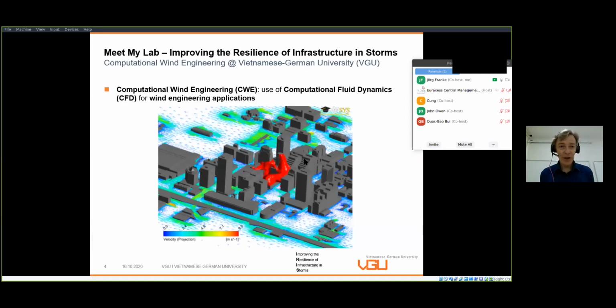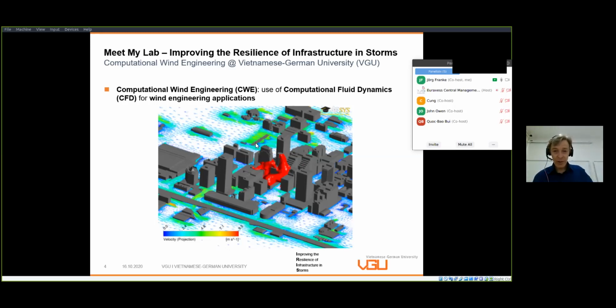So my lab is on computational wind engineering, and the general definition of this research field is you're using another computational approach called computational fluid dynamics, CFD in short, for applications that are typical for wind engineering. John already introduced the loading, and Cung also introduced the loading. That's one aspect. Other problems are simply wind distributions in urban areas for comfort assessment, or you have it for pollutant dispersion. These are the main approaches that you can have.